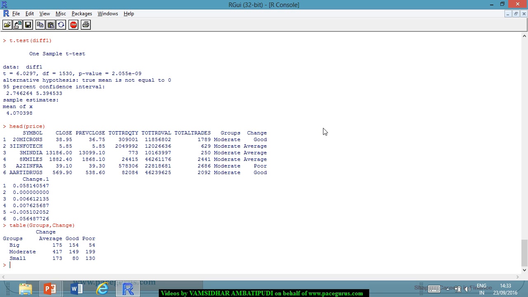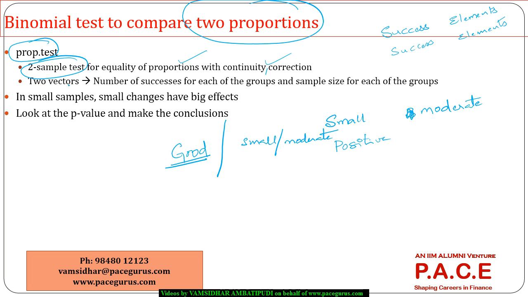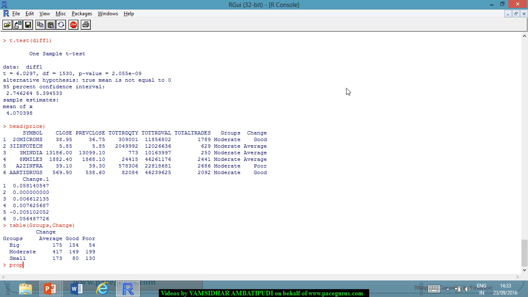So this is where I'll use the prop.test, right? I'm taking two different vectors, wherein I am taking number of successes for each of the groups and sample sizes of the groups. So I'll do a prop.test. As my question is good, I'm more bothered about this being my good. So good, I want to compare between the moderate group as well as the small group. So in the moderate group, I have 149 good, and in the small, I have 80 good. Okay, so I am taking this as one vector. Then I also need to take the total number of elements in both the groups.